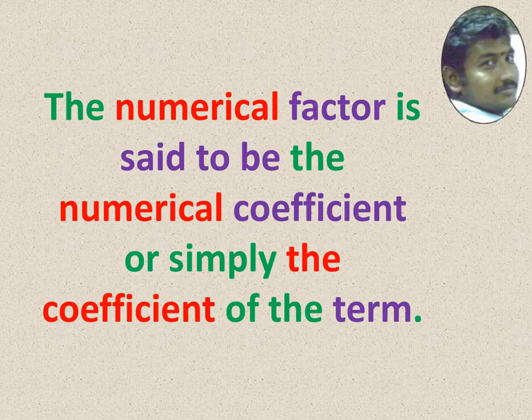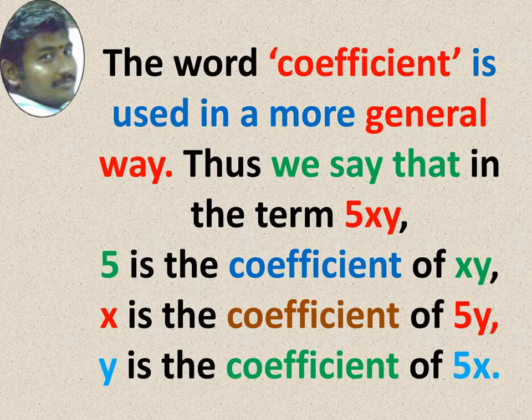The numerical factor is said to be the numerical coefficient, or simply the coefficient, of the term. Since a number is there, we say numerical coefficient. If a number is not there, we simply say coefficient. The word coefficient is used in a more general way. Thus, in the term 5xy, 5 is the coefficient of xy, 5 is... x is the coefficient of 5y, y is the coefficient of 5x. Hope you understand how we state what is a coefficient.